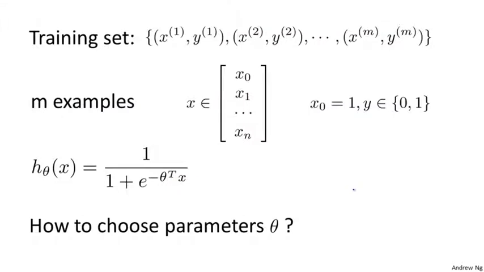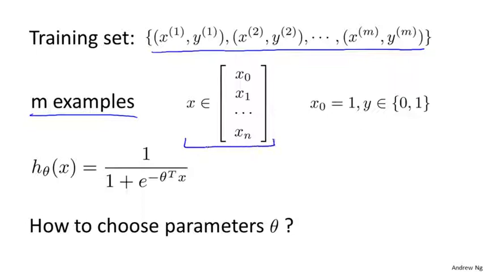Here's the supervised learning problem of fitting a logistic regression model. We have a training set of m training examples, and as usual, each of our examples is represented via a feature vector that's n plus 1 dimensional. And as usual, we have x0 equals 1, the 0th feature is always equal to 1. And because this is a classification problem, our training set has the property that every label y is either 0 or 1. This is the hypothesis, and the parameters of the hypothesis are this theta over here.